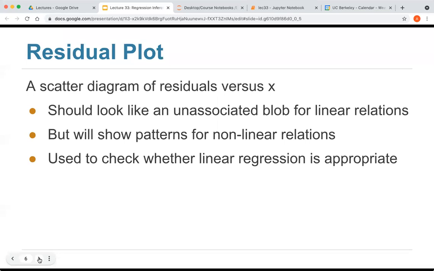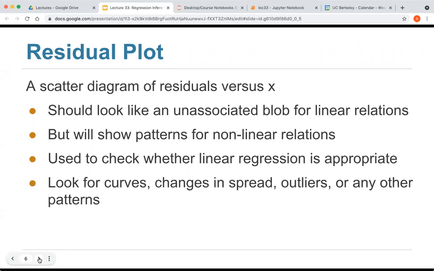So when you do a regression, you should always do a residual plot to check whether linear regression was actually a good thing to do. What you're looking for is any kind of pattern, curves, changes in spread. However, you can still have linearity even though you have scatter diagrams that are narrow in places and wide in places.